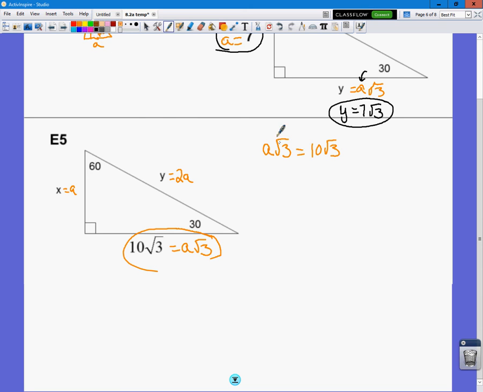What would I do to get A by itself? When I divide by the square root of 3, what happens this time on both sides of the equation? The square roots cancel out. A is equal to 10. So I can come back over here. X is going to be 10. And Y is going to be 20. 2 times 10.